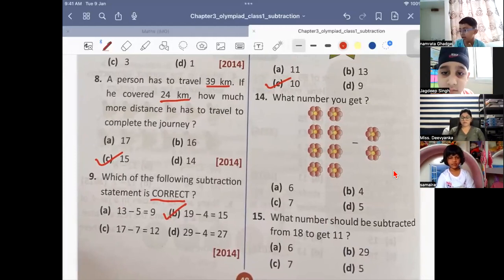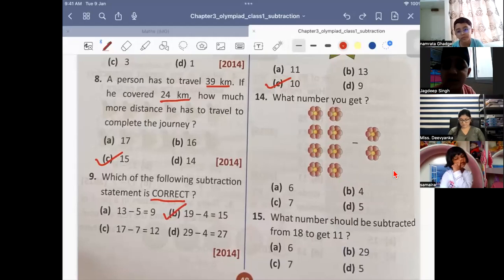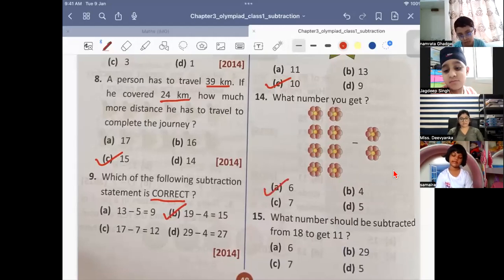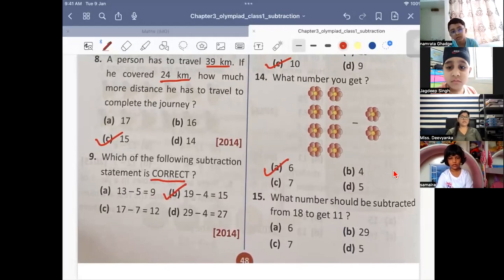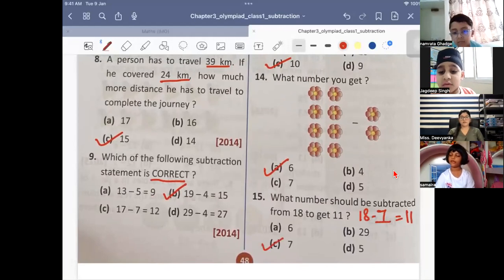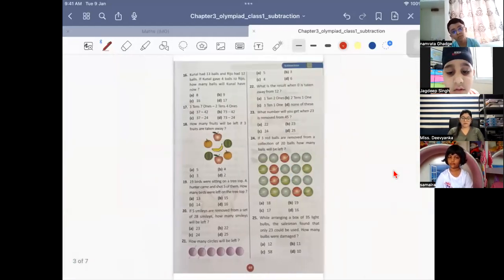Now question 14. What number you get after solving this? Solve this. 6. So the answer is Option A, 6. Very good. And the 15th one, what number should be subtracted from 18 to get 11? So 18 minus what will give me 11? 7. 18 minus 7 will give me 11. So option C is correct. Very good, darling.